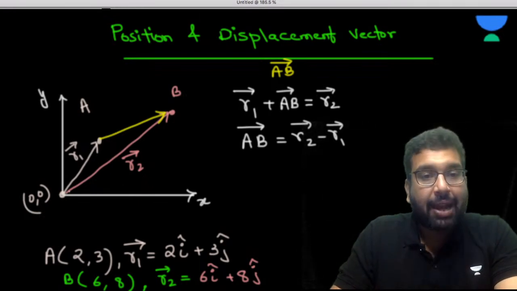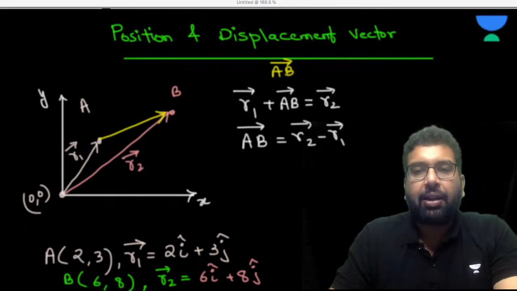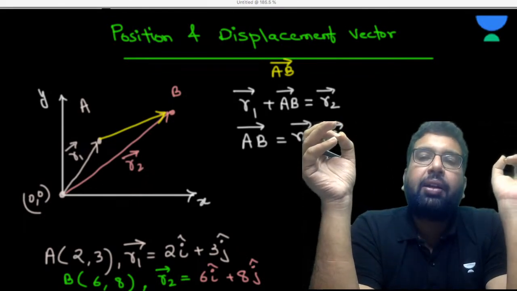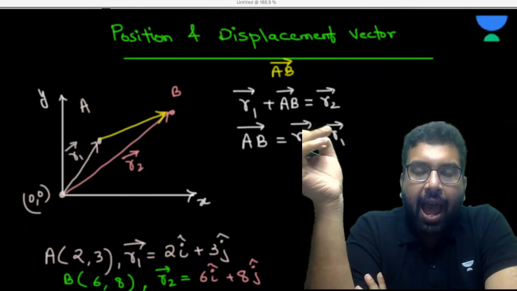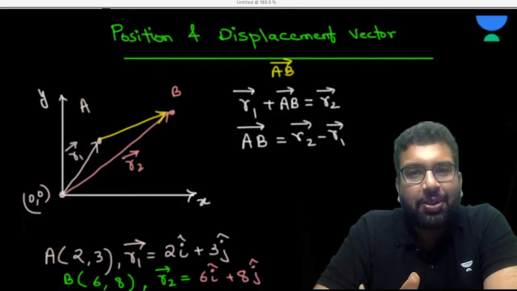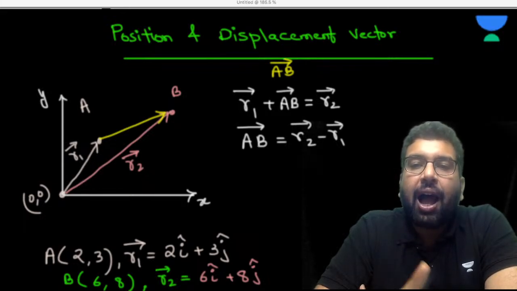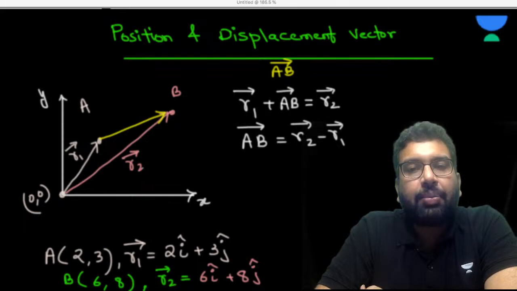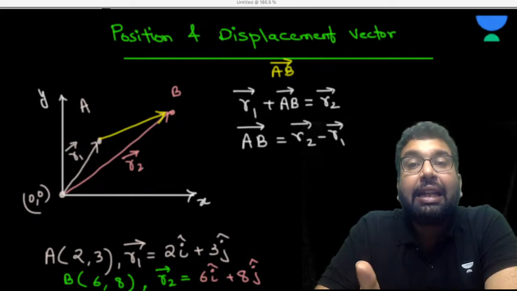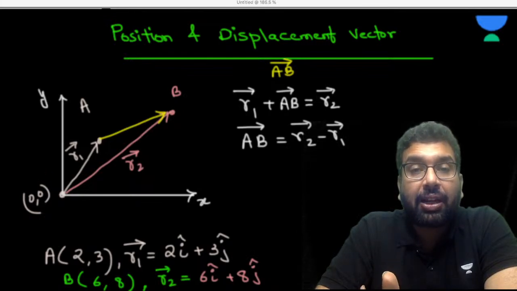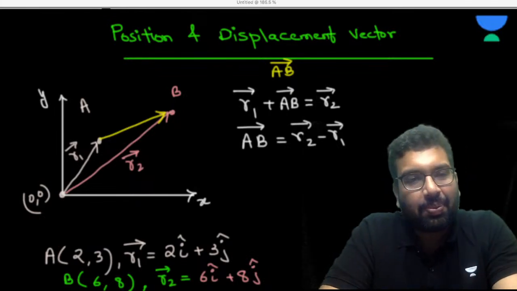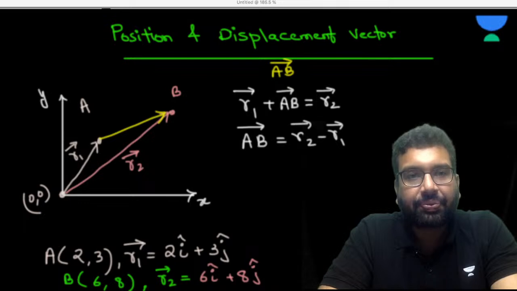So you get a pattern here. What is the pattern, sir? Whenever we are finding the displacement vector between two positions, we get it by subtracting the initial position vector from the final position vector. So AB vector is R2 vector minus R1 vector, where R2 is the position vector of B and R1 is the position vector of A. Whenever you are finding the displacement vector between two points, you need to subtract their position vectors, that is, final position vector minus initial position vector. I hope it is clear to everyone. Do you agree?